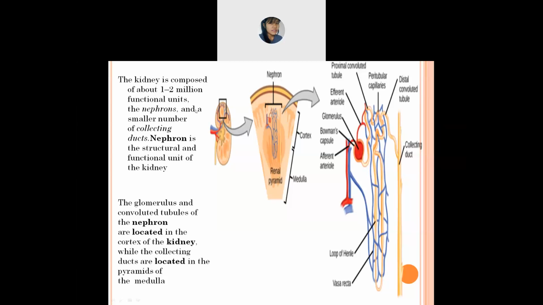Okay, so this is about the nephrons. The nephrons lie in between the cortex and the medulla, and you will find that these nephrons are the structural and functional unit of the kidney. You will see that about 1 to 2 million nephrons are present there. Okay, so are you clear?